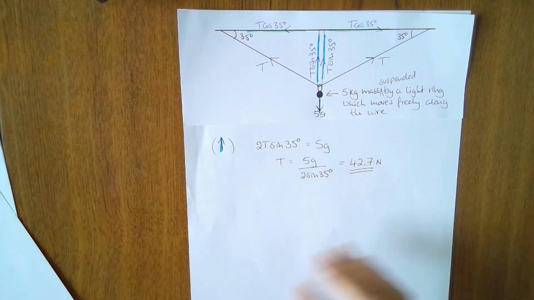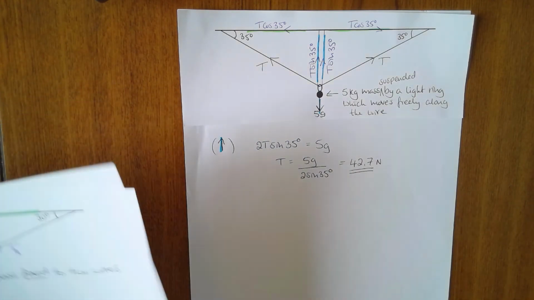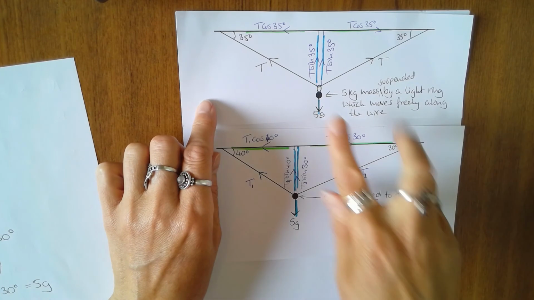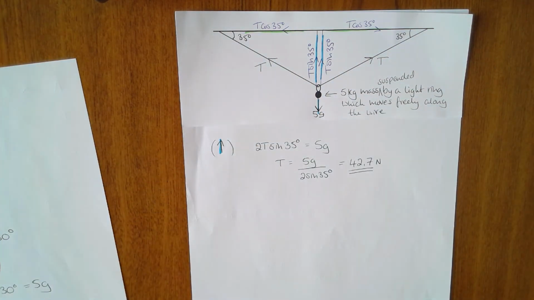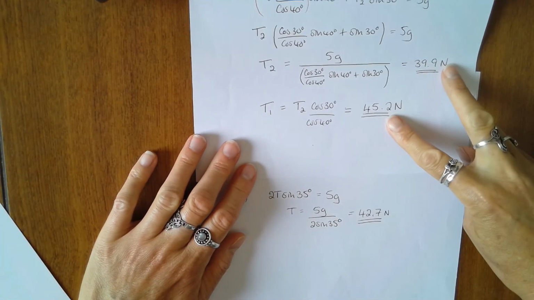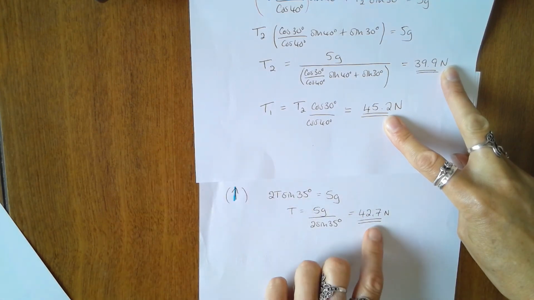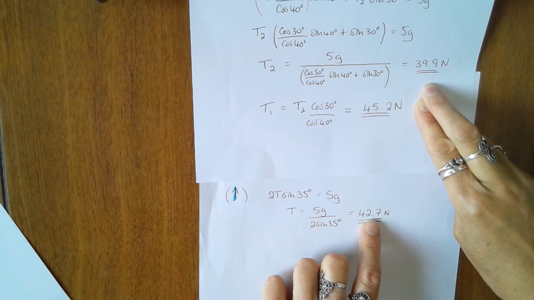Now how does this change from when the wire was fixed? So you can see that when the wire was fixed, the angles were 40 and 35, and they've balanced out to 35 each. But the values, one tension was 39.9 and the other one was 45, and we've worked towards the halfway point of those two, as we would expect.